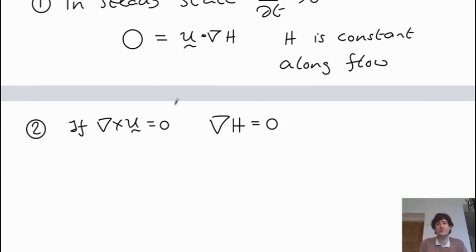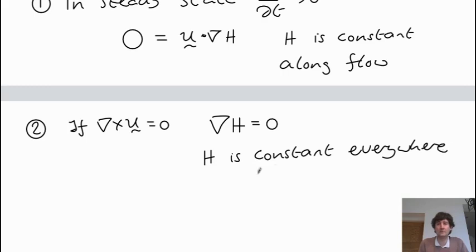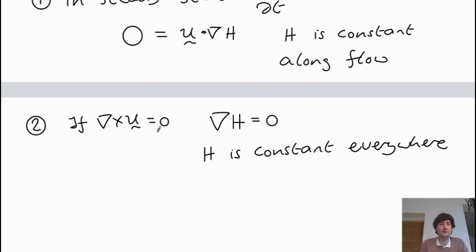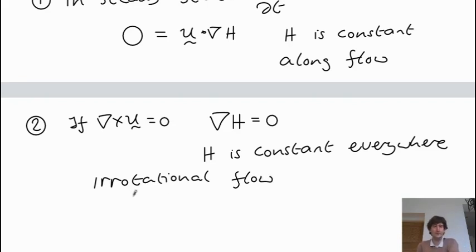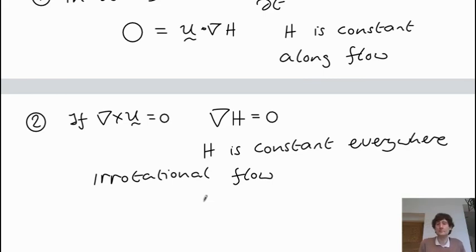And this means that h is constant not only along the flow but everywhere. So h is constant everywhere in our system. H must be a constant. And this case where we have curl of u is 0 is called irrotational flow. And it provides a very useful approximation because it simplifies things enormously, and it turns out to be actually not too bad an approximation in many cases.